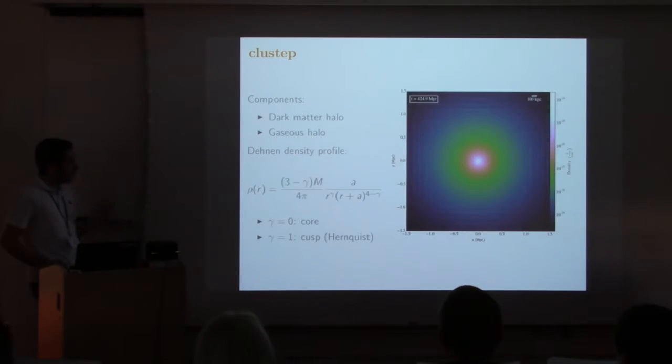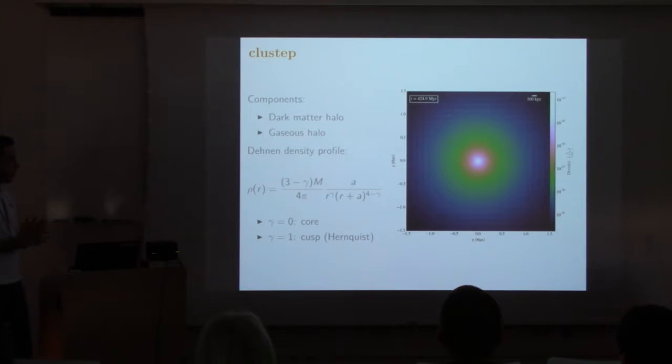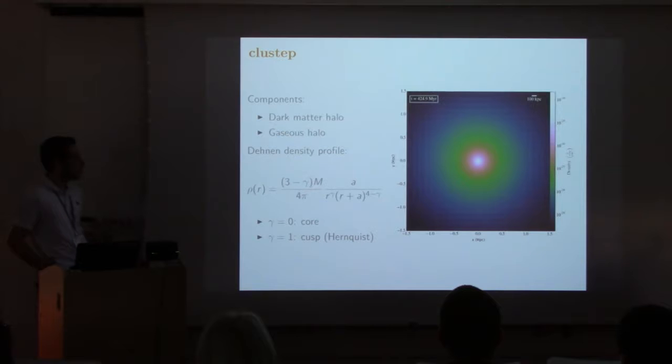And the other code I developed is this, CluStep. It's the same thing, but for a spherical galaxy cluster simulation. Only two components, a dark matter halo and a gaseous halo. The density profile is a Dehnen density profile, which reduces to a Hernquist if you set gamma equals 1. If you set gamma equals 0, it's a profile which does not diverge at r equals 0. It has a core, like a beta model for the intracluster medium.